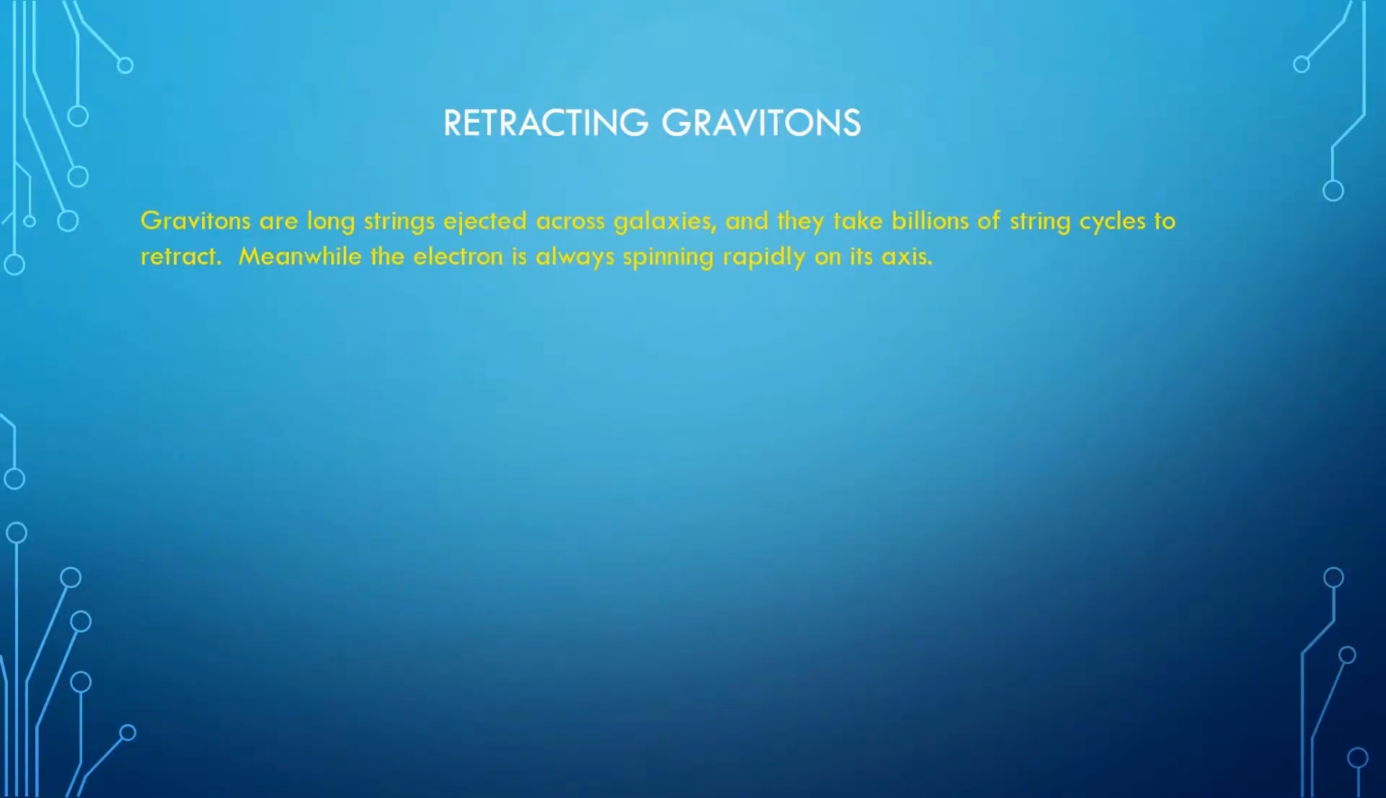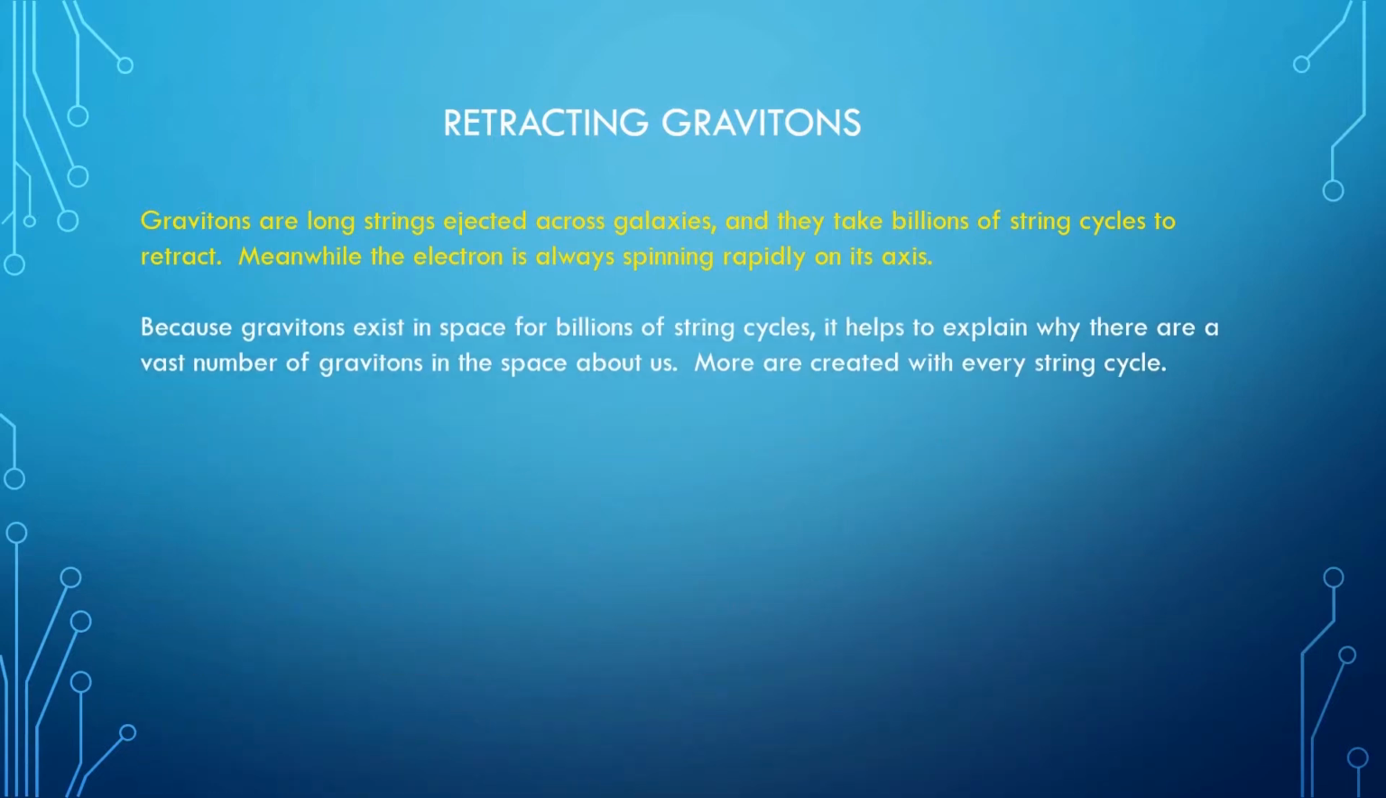Gravitons are long strings ejected across galaxies, and they take billions of string cycles to retract. Meanwhile, the electron is always spinning rapidly on its axis. Because gravitons exist in space for billions of string cycles, it helps to explain why there are a vast number of gravitons in the space about us. More are created with every string cycle.